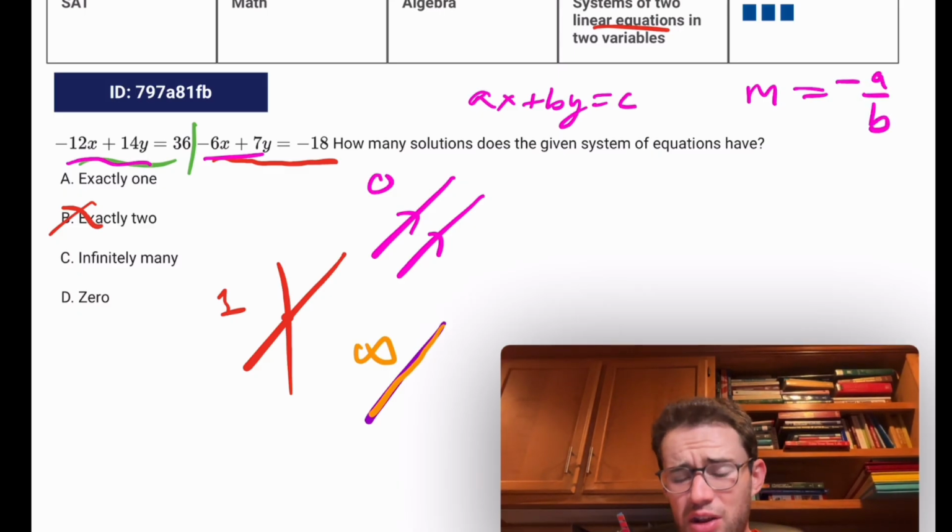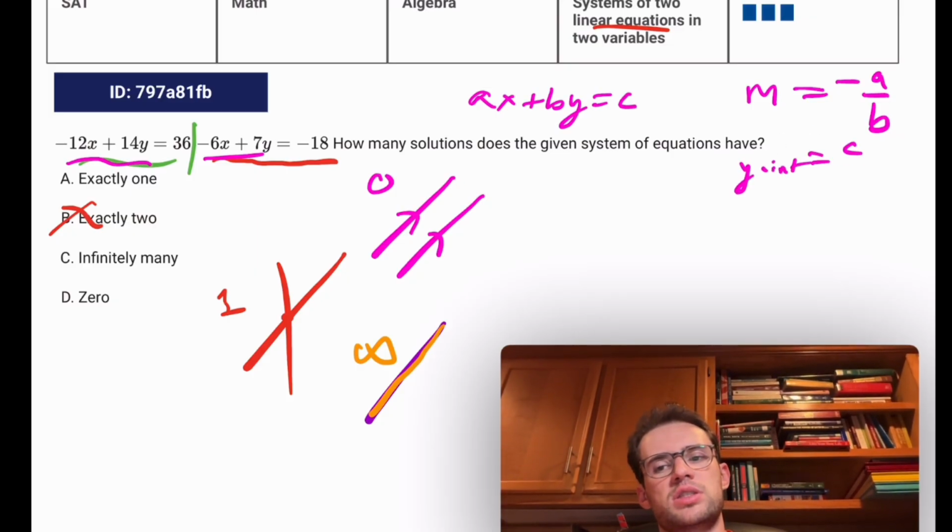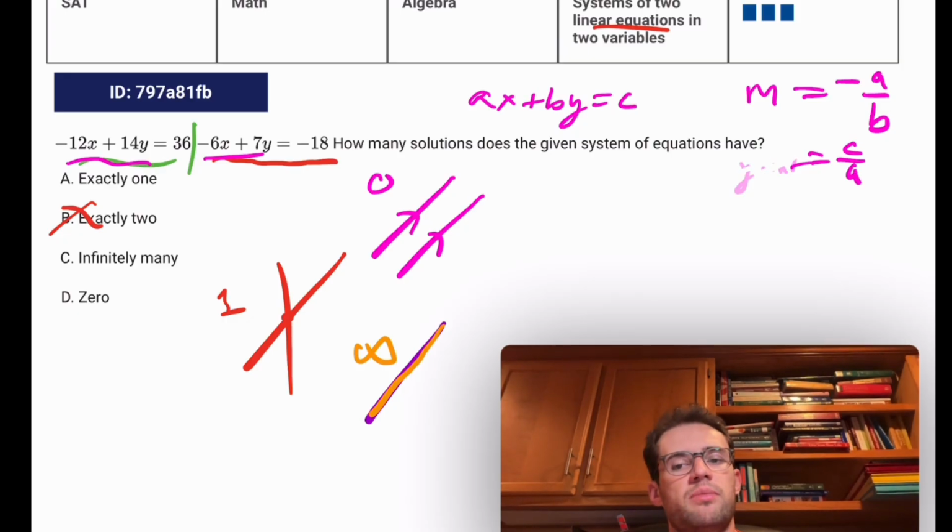Now, in one of my earlier videos, I actually said that it's not worth memorizing how to use standard form to find slope. Like, don't memorize this and don't memorize that b or the y-intercept equals c over a, because it's just as easy to get into slope-intercept form.